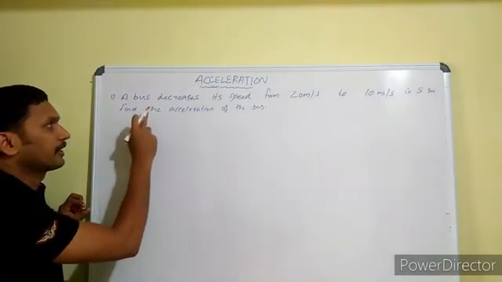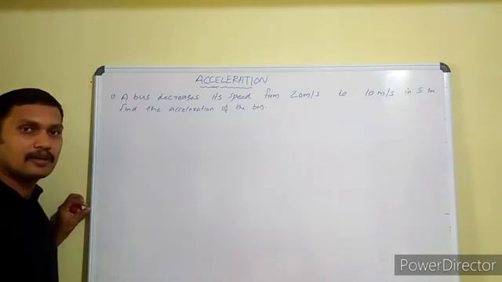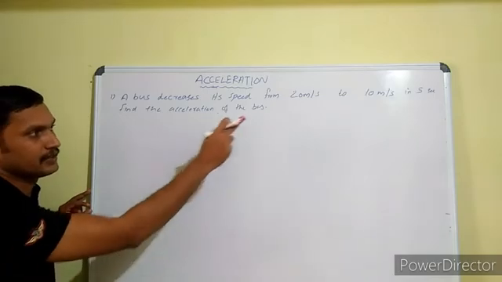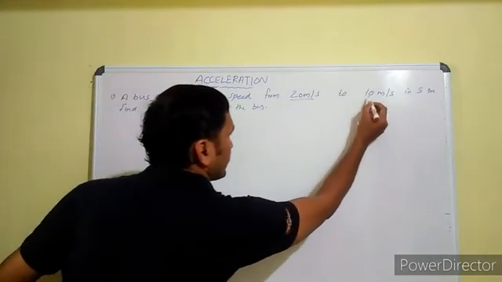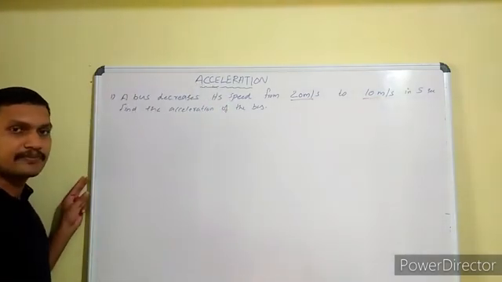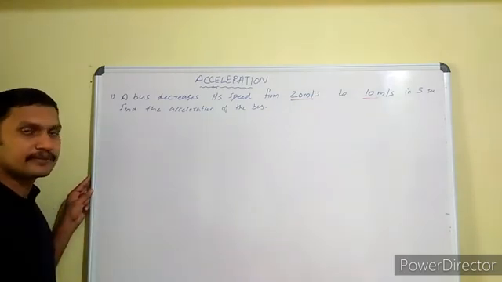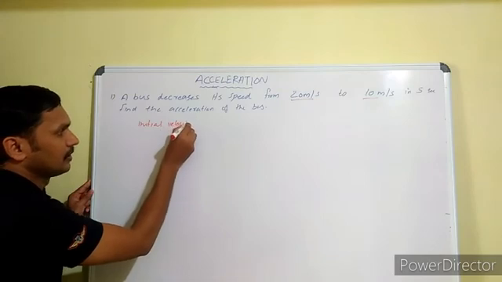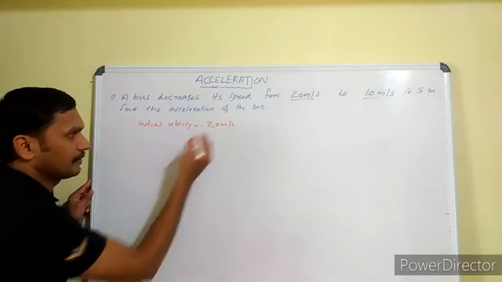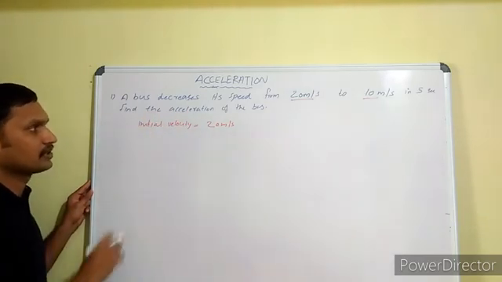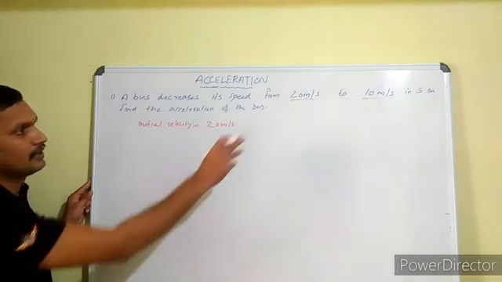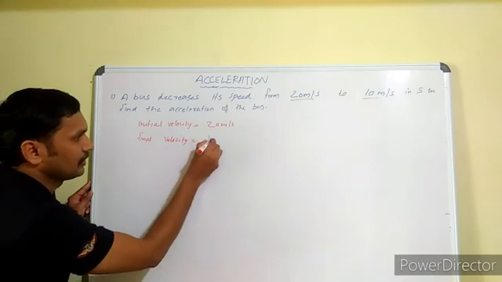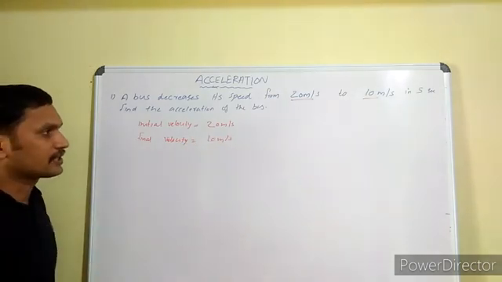Now we are doing a question to find the acceleration of a moving object. A bus decreases its speed from 20 meter per second to 10 meter per second in 5 seconds. You have to find the acceleration of the bus. Write whatever is given. The bus is moving with a speed of 20 meter per second, so initial velocity is 20 meter per second. Final velocity is 10 meter per second.